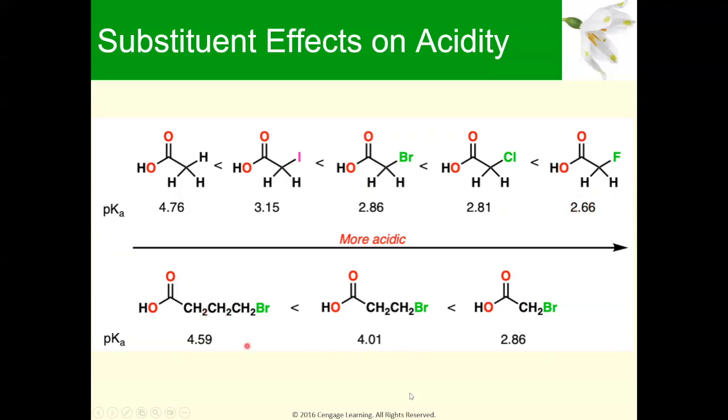All right, but the bottom scale here just shows you how that inductive effect wanes as it gets further away. So the effect is less if the electronegative atom, in this case bromine, is 3 carbons away. It's a little bit more of an effect if it's only 2 carbons away. 1 carbon away, it's 2.86 as we saw above. So there's an inductive effect, but it does wane as you get further and further away from the carboxylate group.